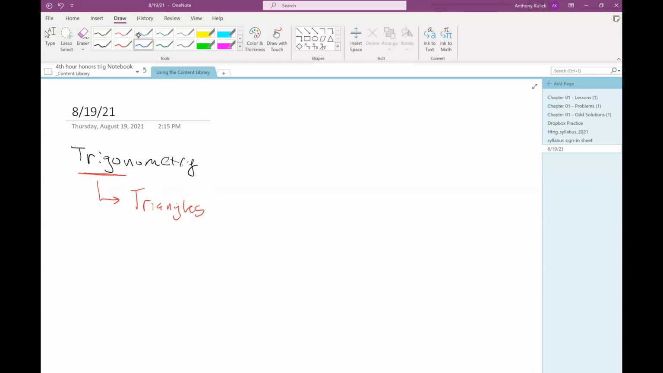The triangle is the foundational element for trigonometry. It's where this branch of mathematics begins. If you think back to geometry and triangles, what are some things you remember about triangles from geometry? Yes, sir. They always form a total of 180 degrees.